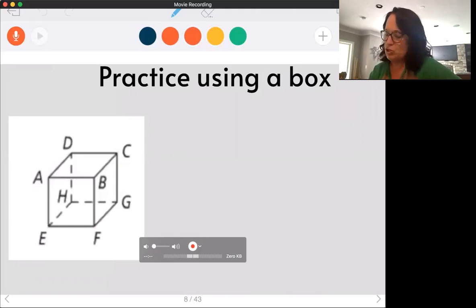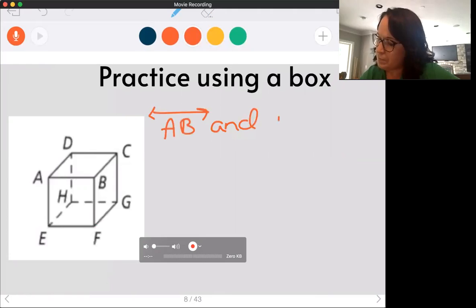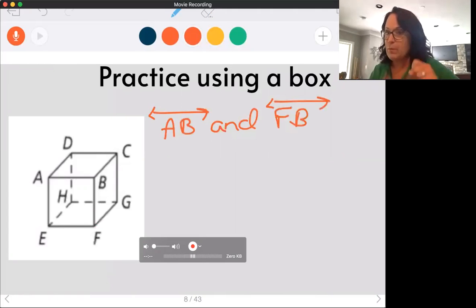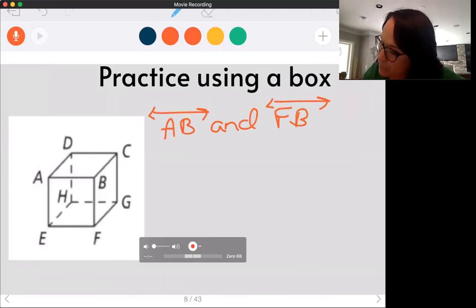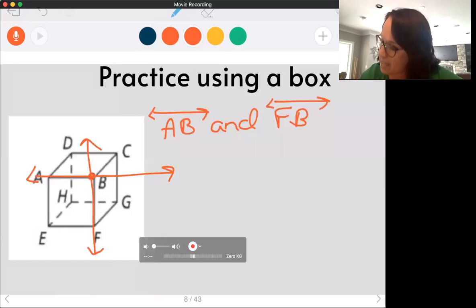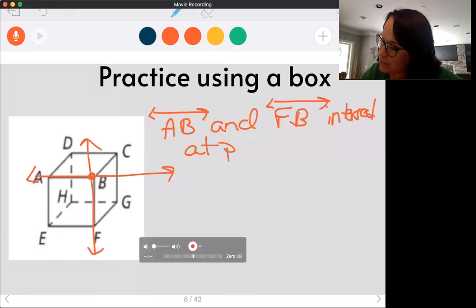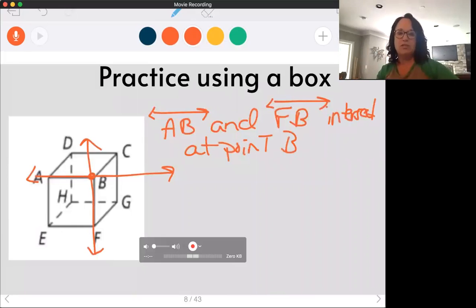So these are the types of questions that'll be asked with this type of a figure. It might say, what is the intersection of... now notice these are lines. Remember I said two lines intersect at a point. So when I go forever through A and B and forever through F and B, they intersect at point B. So AB and FB intersect at point B. So you might be asked about intersecting lines.